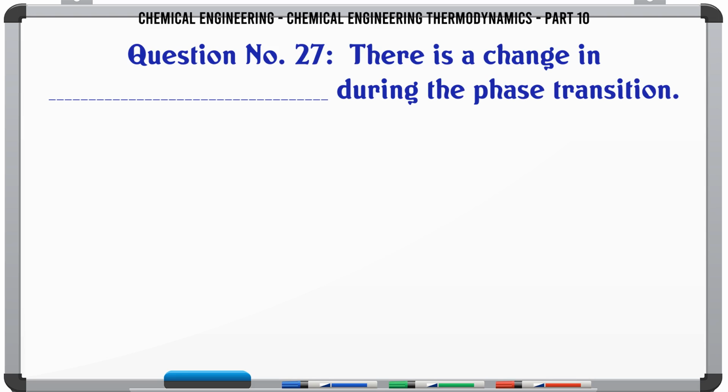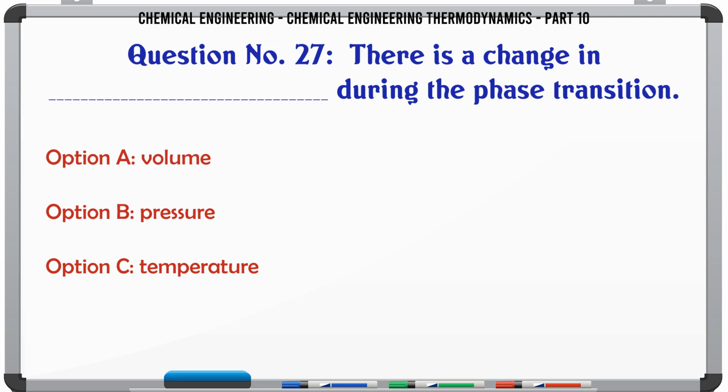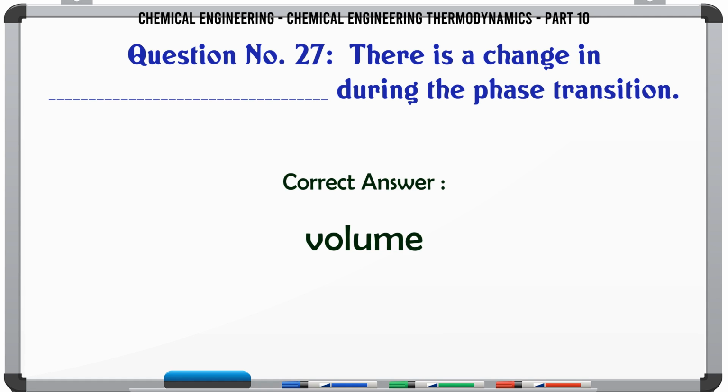There is a change in which property during the phase transition? A. Volume. B. Pressure. C. Temperature. D. All A, B, C. The correct answer is volume.